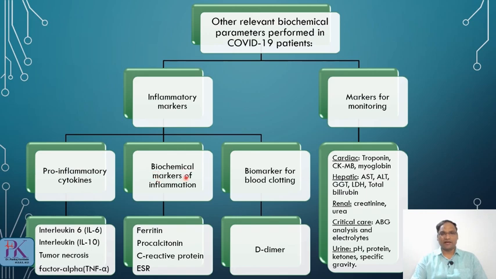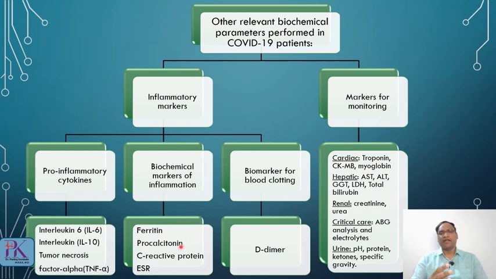Second subclass, markers for inflammation. When a person gets COVID-19 infection, there is inflammation, and due to this inflammation these markers are elevated. Which are the markers for inflammation? Ferritin. You all know about ferritin, a storage form of iron, but it is also a marker for inflammation. Then procalcitonin, CRP, C-reactive protein, which is an acute phase protein, and erythrocyte sedimentation rate (ESR).